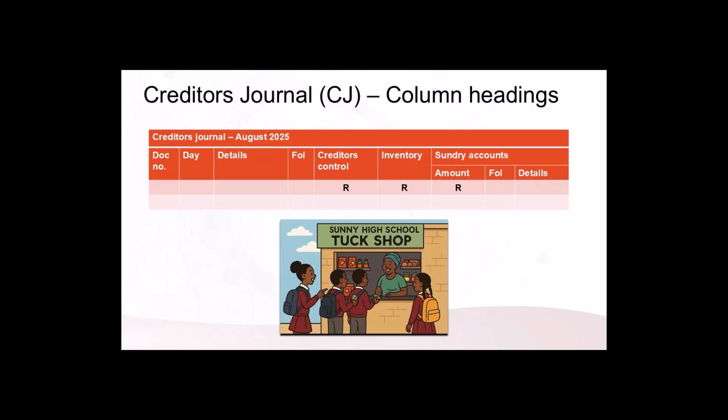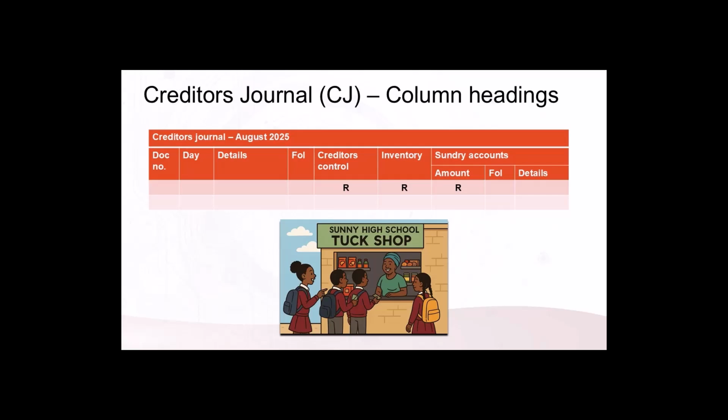an inventory column, where we will, depending on whether our business is a registered VAT vendor or not, either record the amount excluding VAT or the full amount. And if we are a registered VAT vendor, we will have a VAT input account where we will record the 15% of VAT that we can claim back from the South African Revenue Services. And then we will have a sundries column with an amount, a folio number, and the details of the transaction that took place.